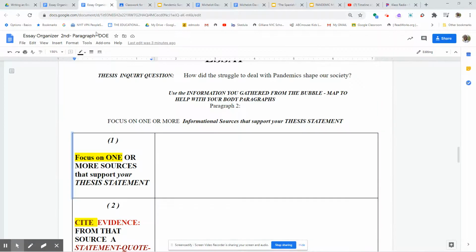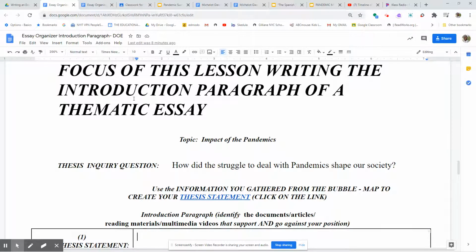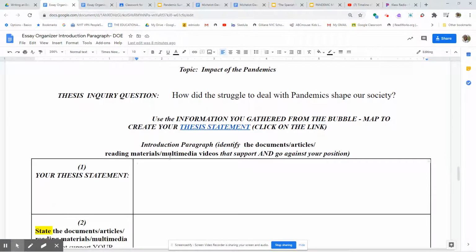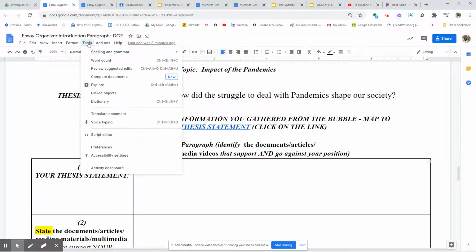Now, getting back to the second paragraph. The first sentence in the second paragraph focuses on one or more sources that support your thesis statement. So I'm going to work backwards for this. I'm going to pretend that I'm working on the first paragraph, the first sentence specifically, my thesis statement. And I'm going to create a thesis statement. Let's say my thesis statement is as follows.